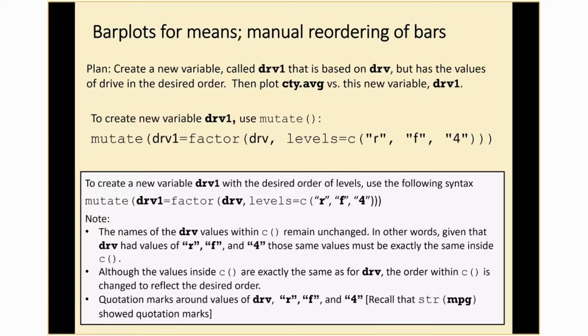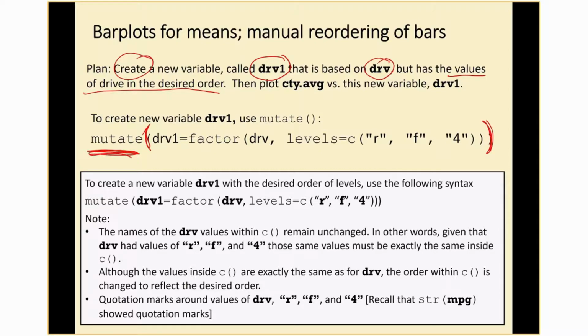So what we're going to do is create a new variable called drive1. It's going to be based on the previous variable drive, but it's going to have the values of the drive in this desired order. If we're going to create a new variable, what function are we going to use? Well, not surprisingly, we're going to use the mutate function. So there's our mutate function with its open and closed parenthesis out here.